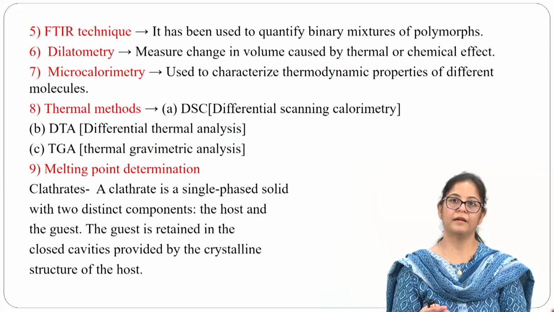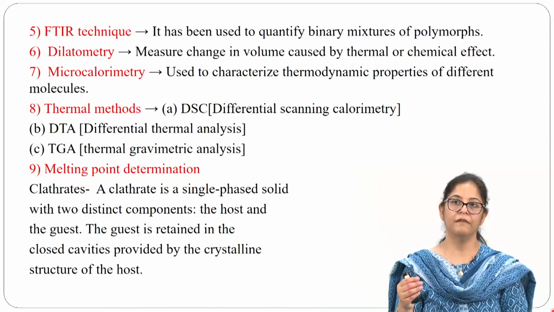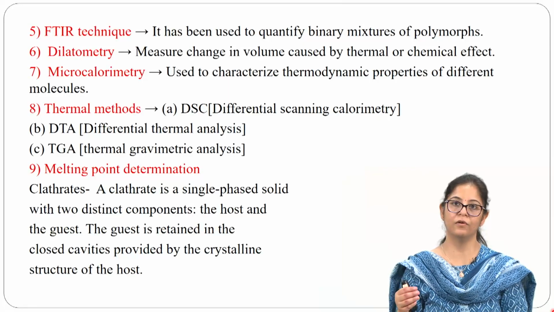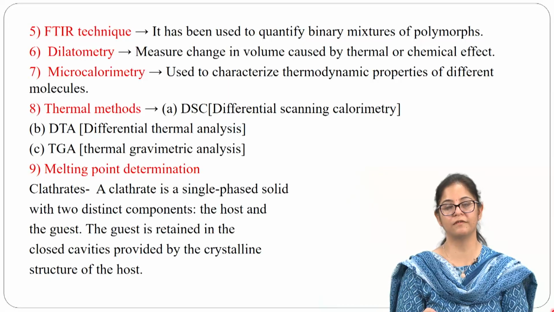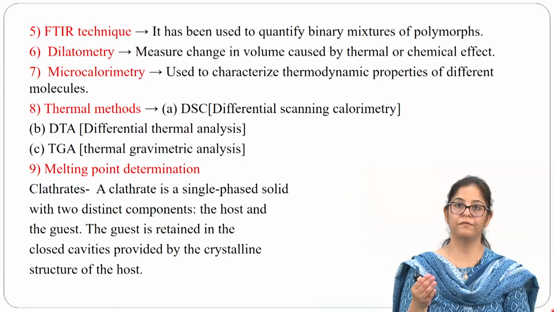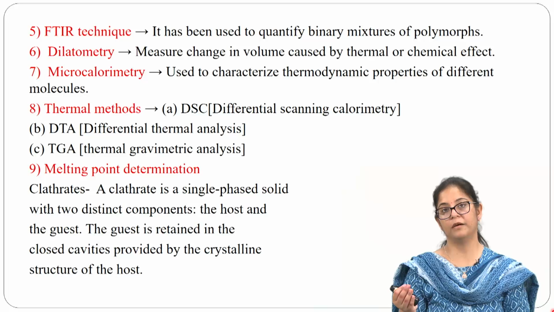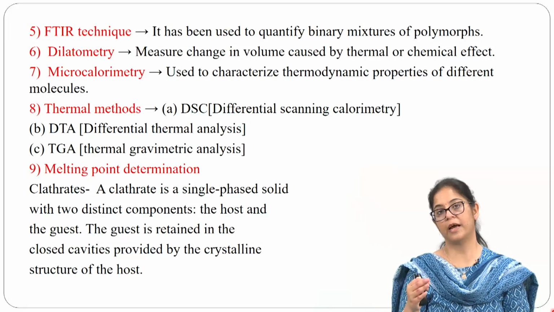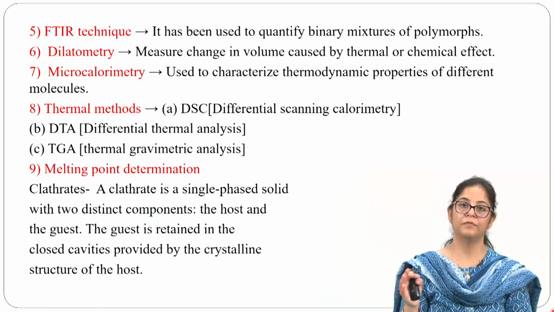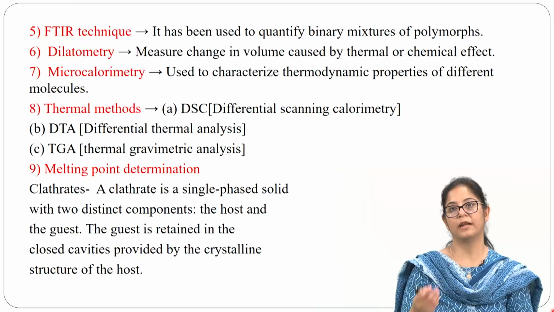Now, clathrates are single phase solids with two distinct components, the host and the guest. The guest is retained in the closed cavities provided by the crystalline structure of the host. Clathrates are generally determined using the melting techniques, wherein because of two distinct moieties being present, their melting characteristics are different. Hence, you can determine whether it is a pure compound or a clathrate.